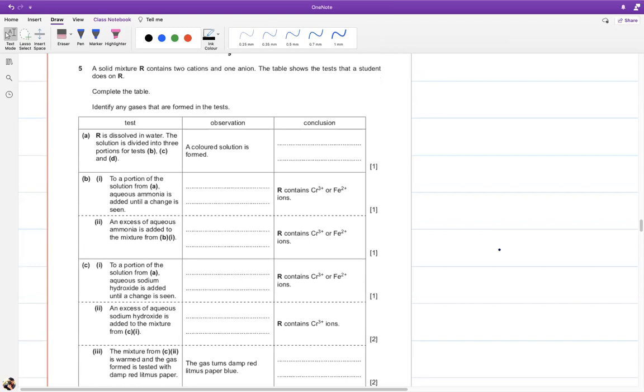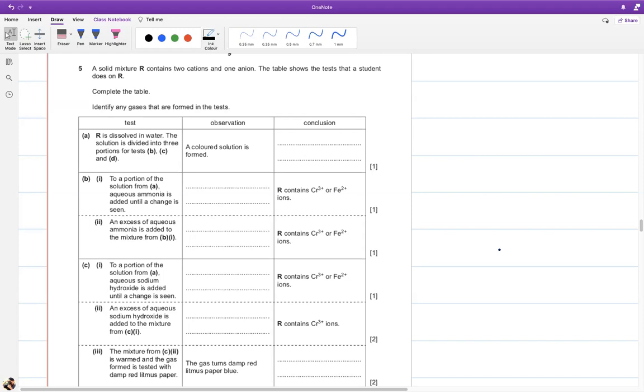A solid mixture R contains 2 cations and 1 anion. Okay. The table shows the test that the student does on R. Complete the table. Identify any gases that are formed in the test. इस सवाल में एक बड़ी अच्छी बात है, उसने हमसे गैसेस के टेस्ट करने का नहीं बोला. They have just asked us to identify. आप बता सकते हो कि हाइड्रोजन गैस है, कार्बन डाइऑक्साइड गैस है, जो भी गैस आपके पास आनी, 3 तो गैसेस हैं, अमोनिया, कार्बन डाइऑक्साइड और हाइड्रोजन, 3 ही आती है हमारे पास. ठीक है, तो हमें उसके टेस्ट देने की ऐसे जरूरत नहीं है, लेकिन कर लेते हैं.